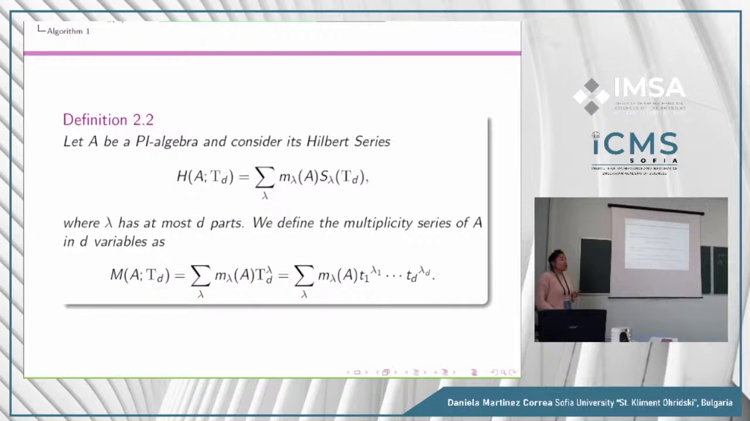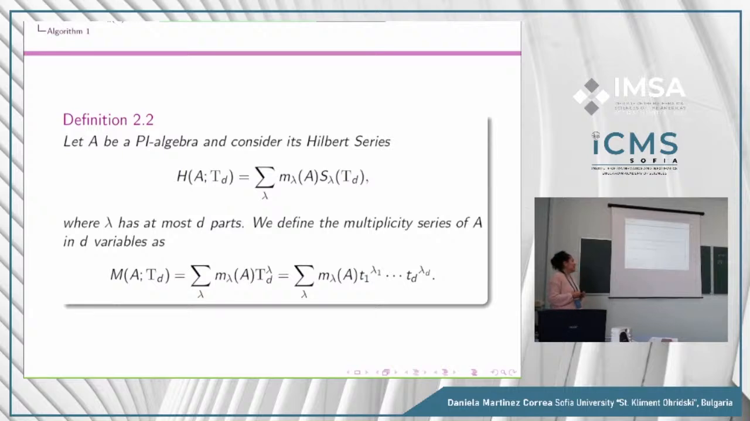Okay, note that if you can calculate this multiplicity series, you can obtain the multiplicities m lambda when lambda is a partition in no more than d parts. So at this moment, we will work with multiplicity series instead of Hilbert series. So we need to find a multiplicity series for UT_n of E. Okay. So the first step was to find an expression for the Hilbert series of this algebra. So we need three ingredients.